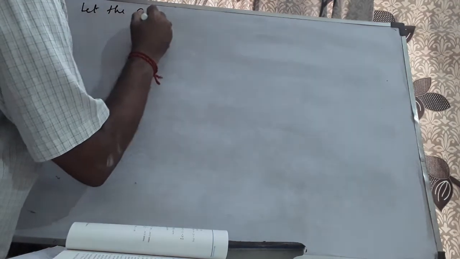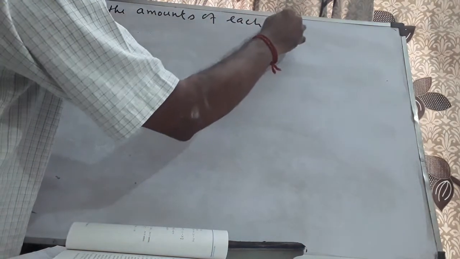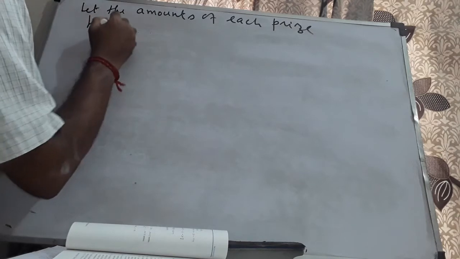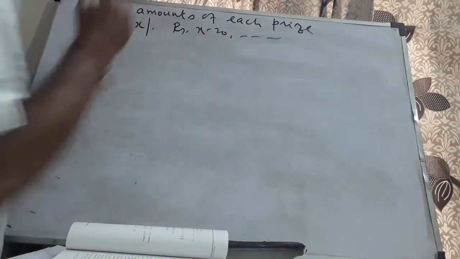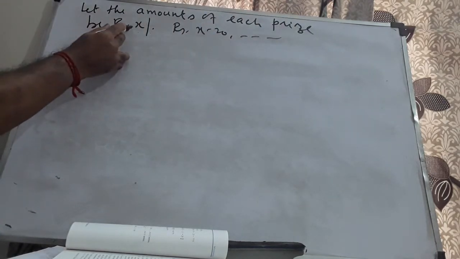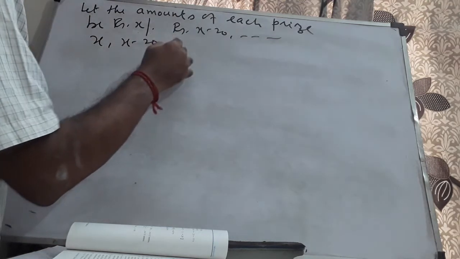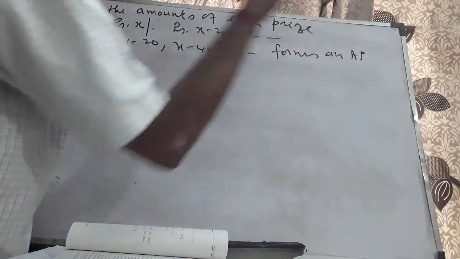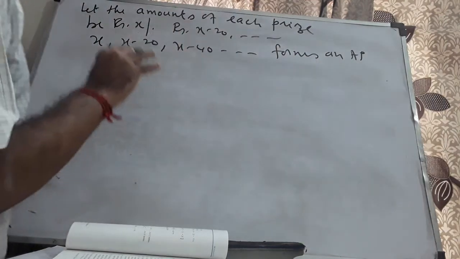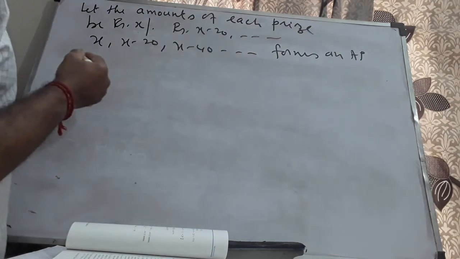Okay, let the amounts of each prize be rupees x, x minus 20, and so on. The first prize is rupees x. Each is 20 rupees less, as given. Therefore x, x minus 20, x minus 40, and so on form an AP.